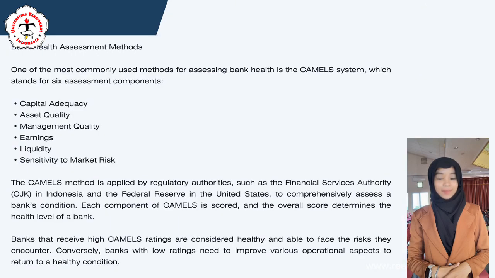Bank health assessment methods. One of the most commonly used methods for assessing bank health is the CAMELS system, which stands for 6 assessment components: capital adequacy, asset quality, management quality, earnings, liquidity, sensitivity to market risk. The CAMELS method is applied by regulatory authorities, such as the Financial Services Authority, OJK, in Indonesia and the Federal Reserve in the United States, to comprehensively assess a bank's condition.